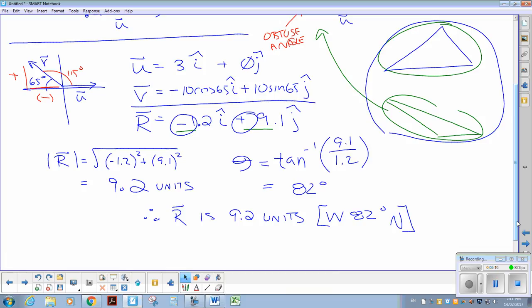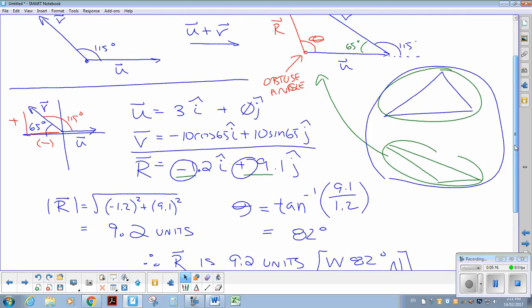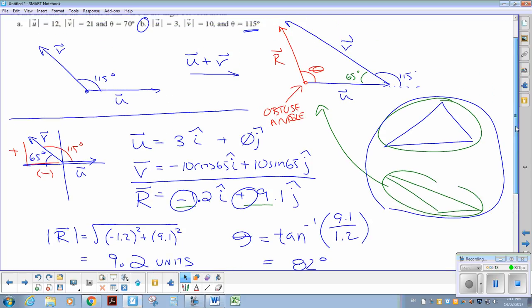So algebraic method, you never run into those obtuse angles that cause us problems because we don't use sine law. So when you use that sine law and you have an obtuse angle, you're going to have to recall your grade 11 skills on determining the two possible solutions. So keep that in mind when you're working your way through.